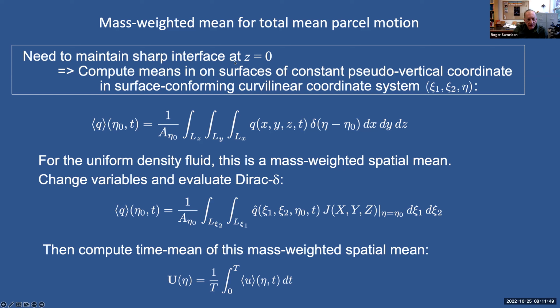To evaluate this, we need to change variables so that we do the right thing with the Dirac delta. And in the course of that, we pick up a Jacobian here, this J term, which is the transformation between the original Cartesian coordinates and the surface conforming curvilinear coordinates. And then we can compute a time mean of this mass-weighted spatial mean as well.